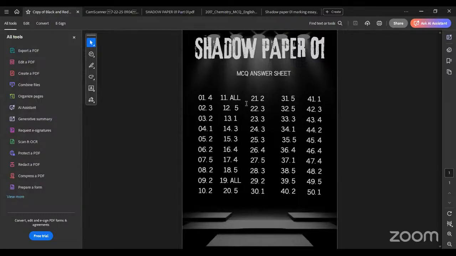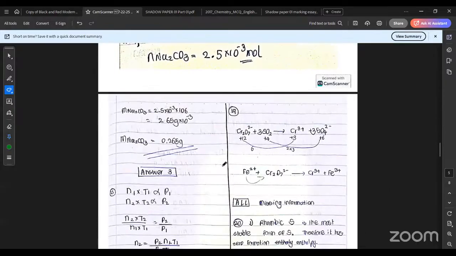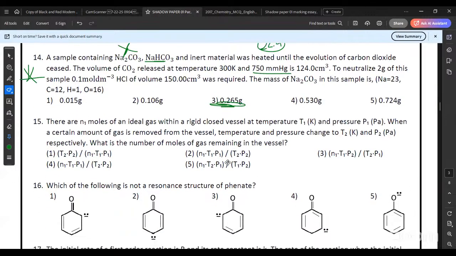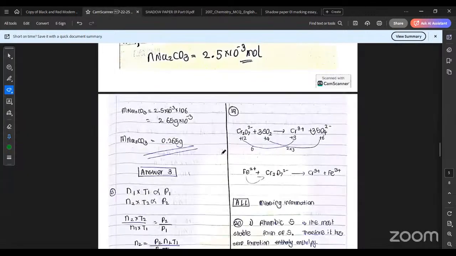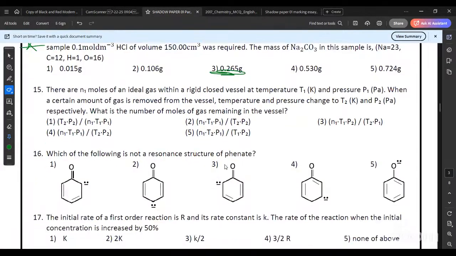You will get answer number 3, 0.265 grams. You get a perfect answer. 15th question is very easy. Using PV equals nRT, we can do this question, people. P1 is proportional to n1 T1. Volume is a constant. I won't do that question, it's very easy. n2 you can make the subject, then you have your answer. Answer number 3. 16th one, follow. Look at the 16th one.